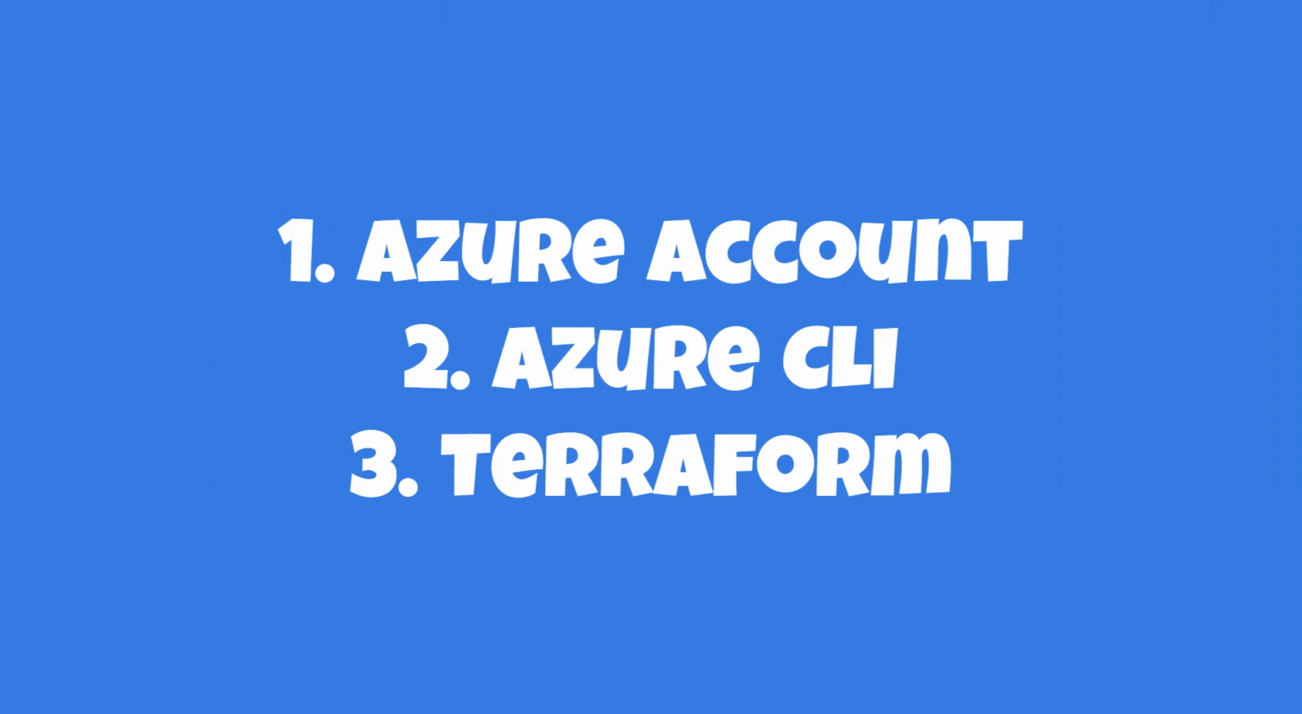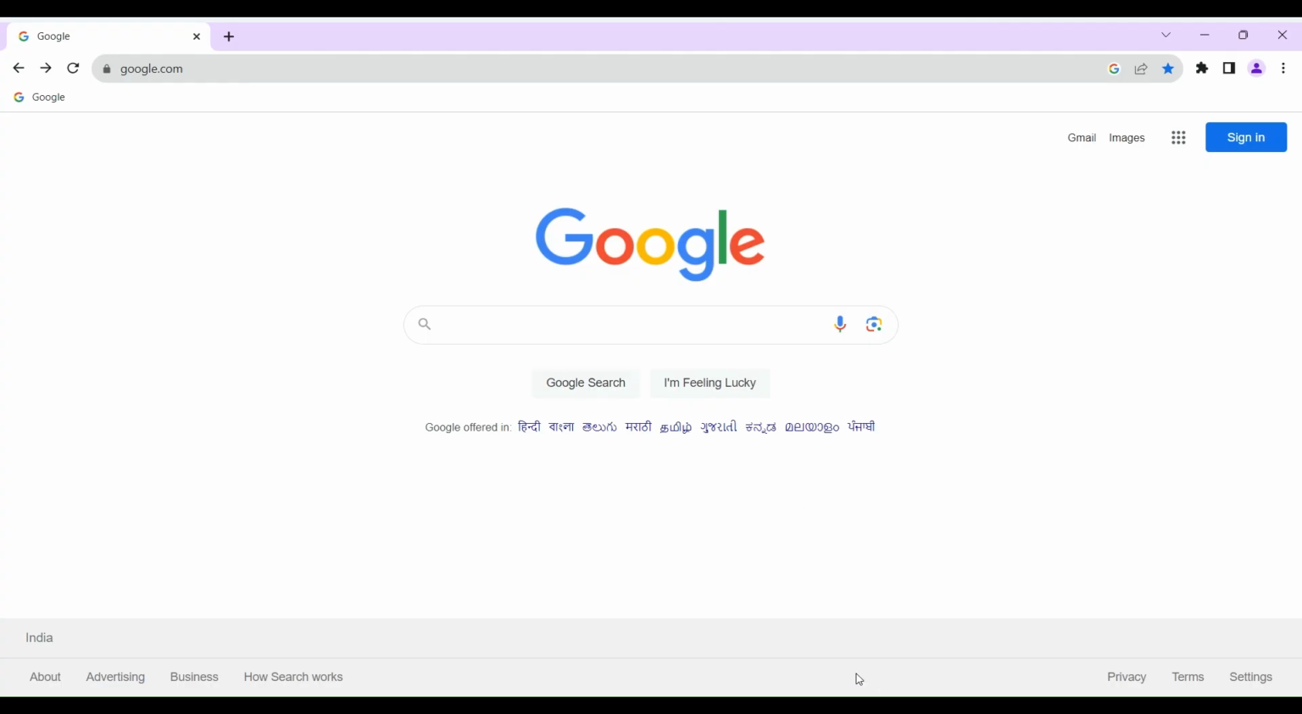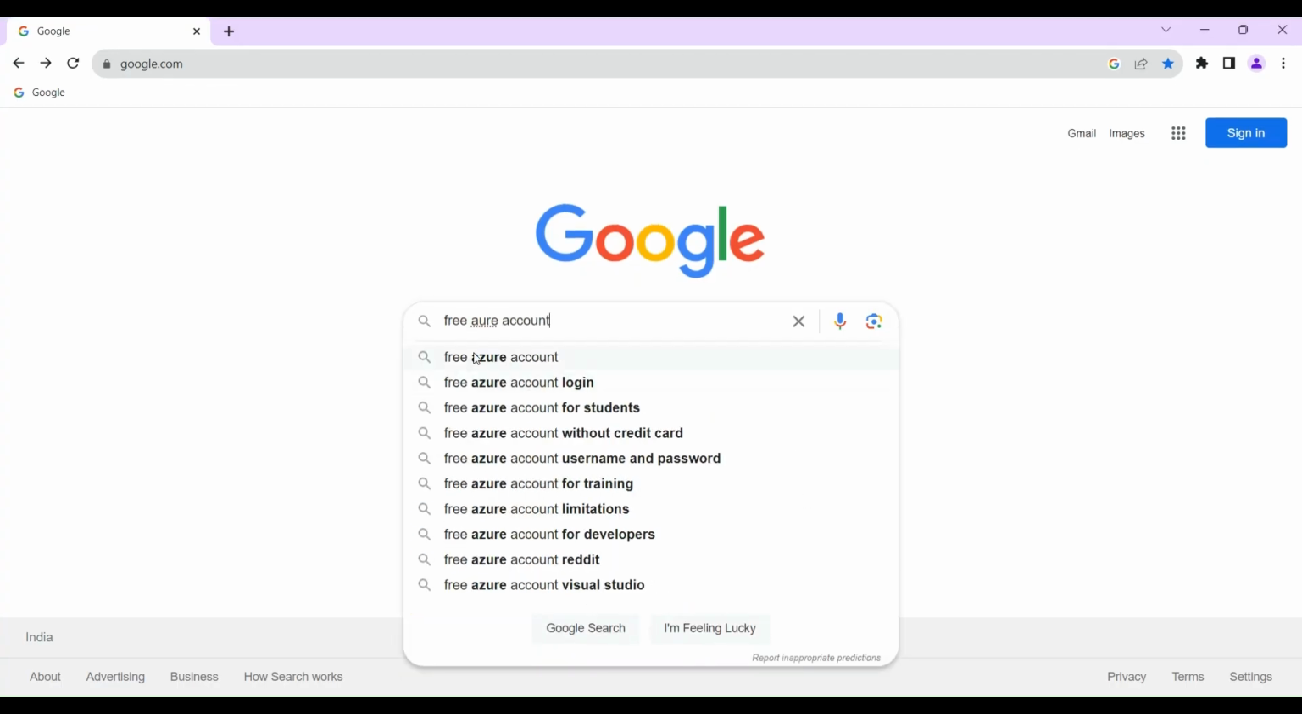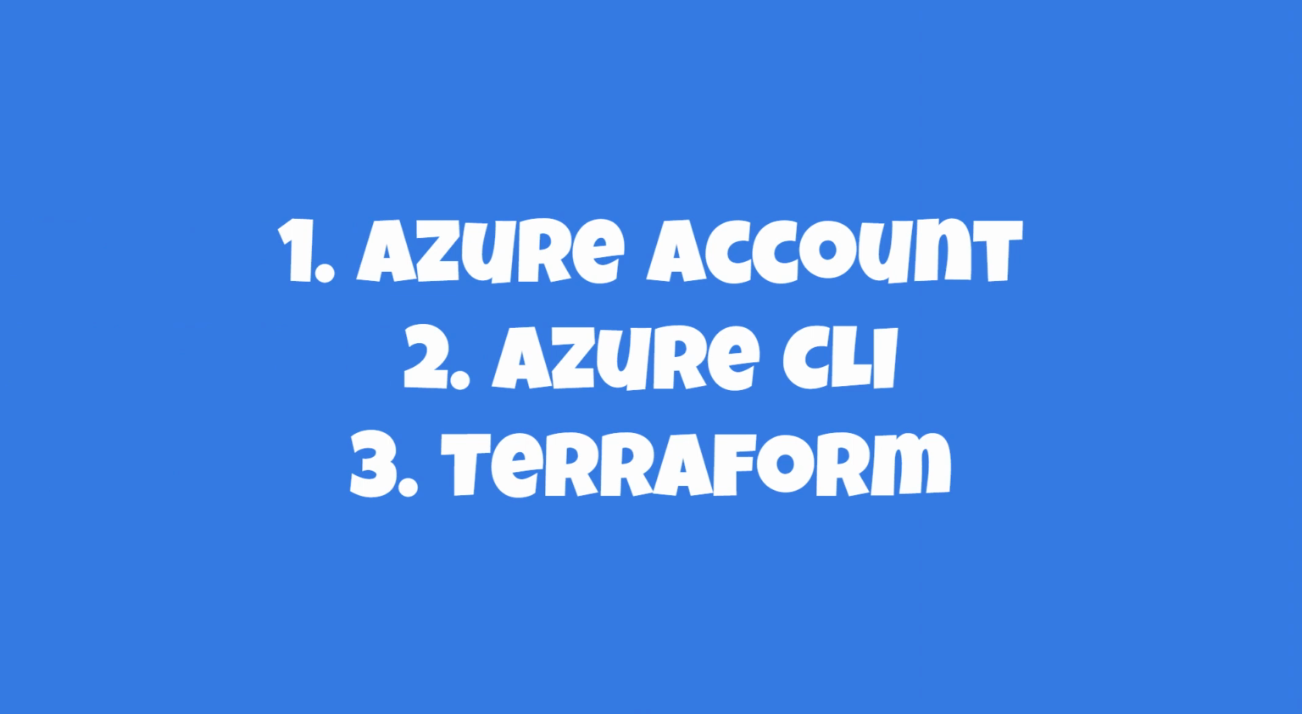Azure account. First things first, you'll need an active Azure account. Don't have one yet? You can easily create a free account on the Azure website. Next one is Azure CLI. Make sure to install Azure CLI on your local machine. This is essential for communicating with Azure.